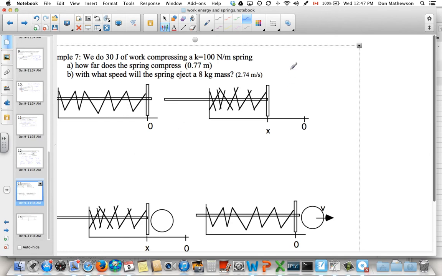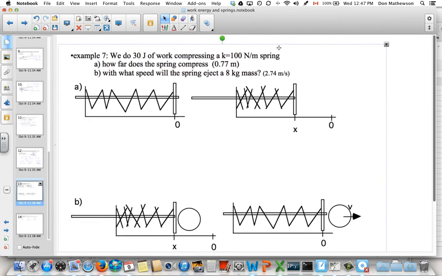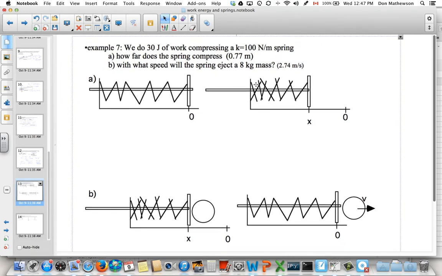Now here's a problem for you to try. So what we'll get you to do is just to pause the video to try this, and then if you want, you can play the video and see the answer and compare with your work.